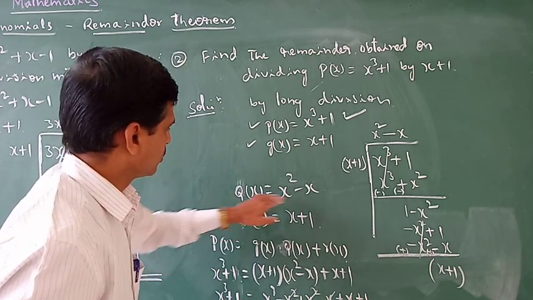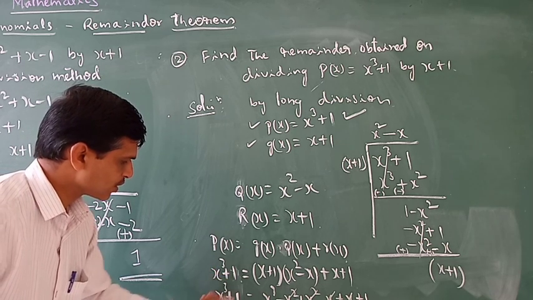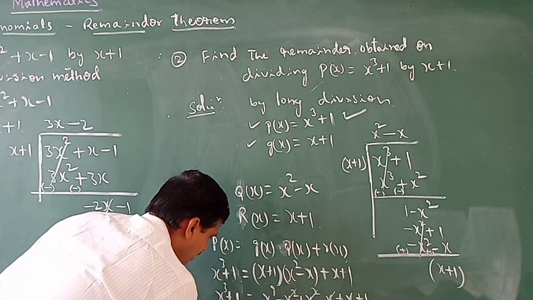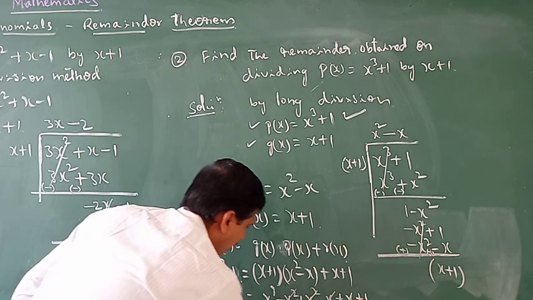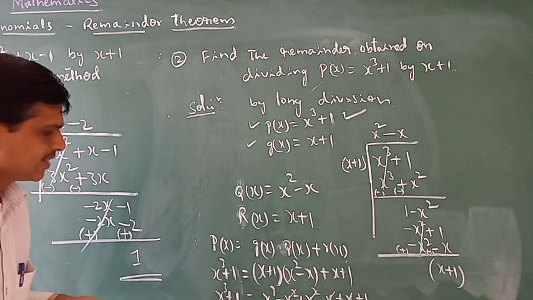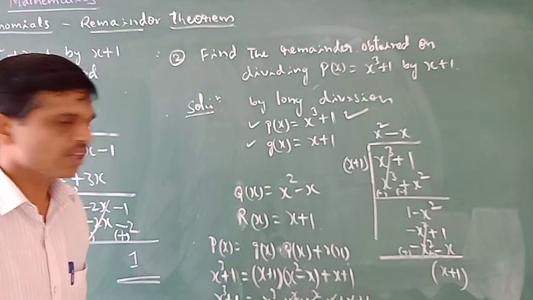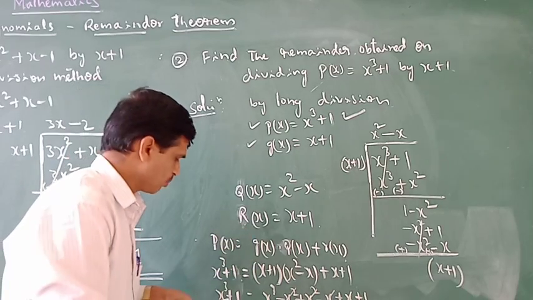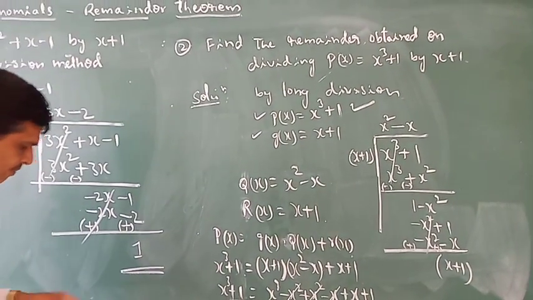Sorry, I took it as q of x, it is not q of x, it is p of x. x cube plus 1, x cube plus 1. Therefore, the final answer is x cube plus 1. It means your left hand side and right hand side are both the same, so it is verified. Here all the 6 steps are used according to the division process. We should follow the long division process.